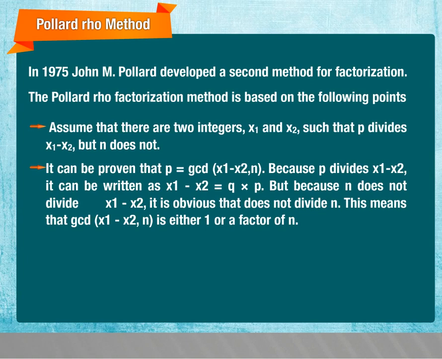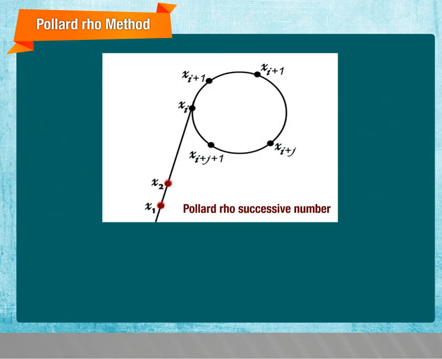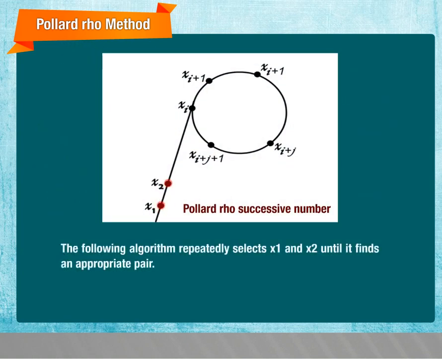Because p divides x1 minus x2, it can be written as x1 minus x2 is equal to q into p. But because n does not divide x1 minus x2, it is obvious that q does not divide n. This means that GCD of x1 minus x2, n is either 1 or a factor of n. The following algorithm repeatedly selects x1 and x2 until it finds an appropriate pair.